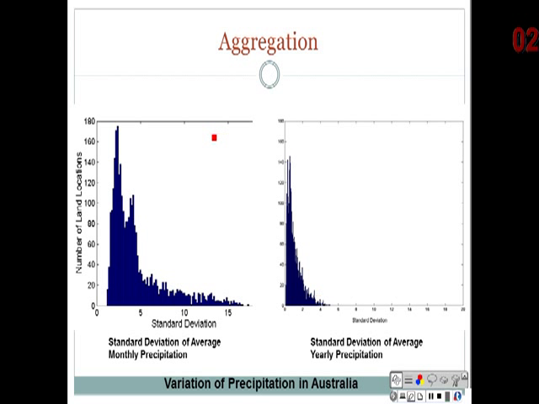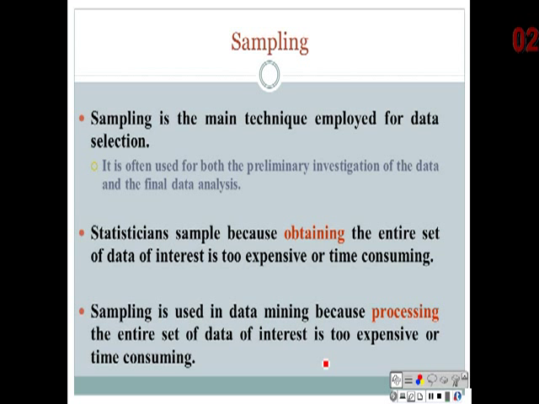And another example about the variability: if you take the data from a monthly perspective, you will see a lot of variation in your data here. And we talked a little bit about that, where this one we can consider as normally skewed data if you consider the yearly basis. So this is a quick overview about the aggregation.